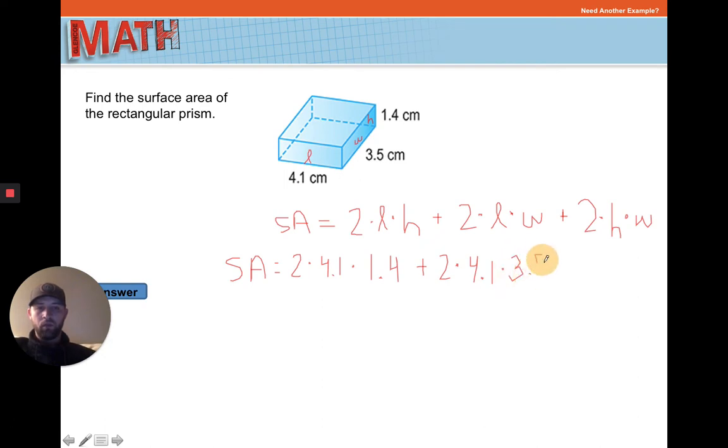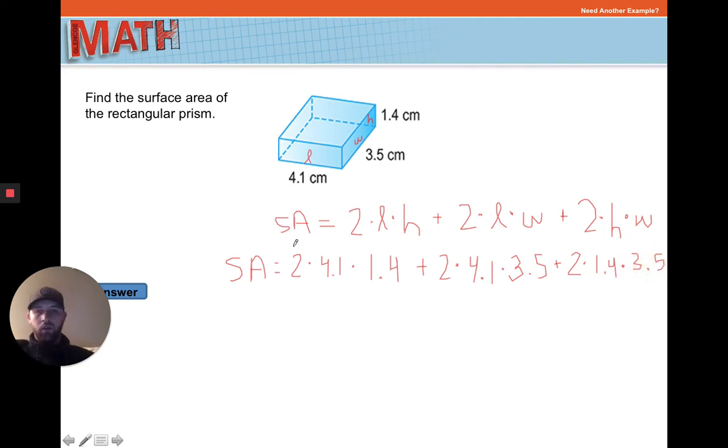Ooh, I'm going to be close to running out of room. And then we are going to add the last part, 2 times the height, what the H was right here, 1.4. So I'm just going to make it, hopefully. And the width, the W, so we're going to plug in this last one, 3.5. Lots of dots here, but I'll go ahead and do the work for you, okay?